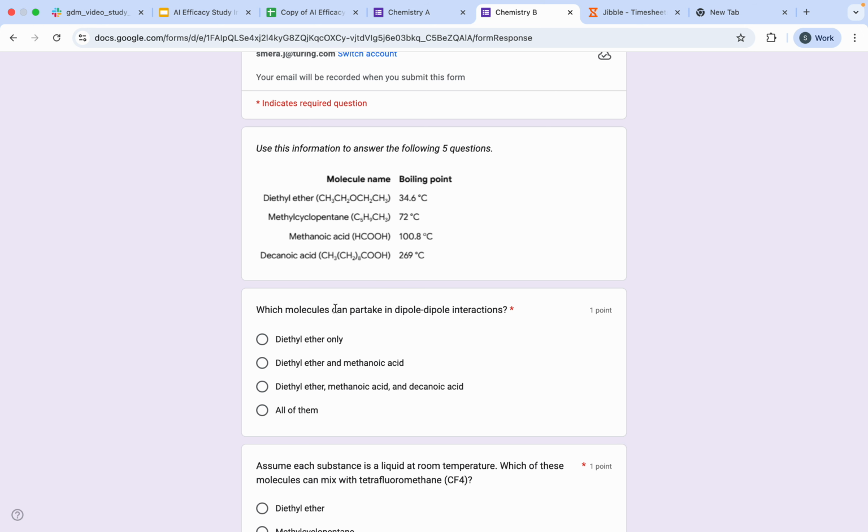Which molecule can partake in dipole-dipole interaction? Diethyl ether only, diethyl ether and methanoic acid, diethyl ether, methanoic acid and decanoic acid, or all of them? So I think I will go for all of them.